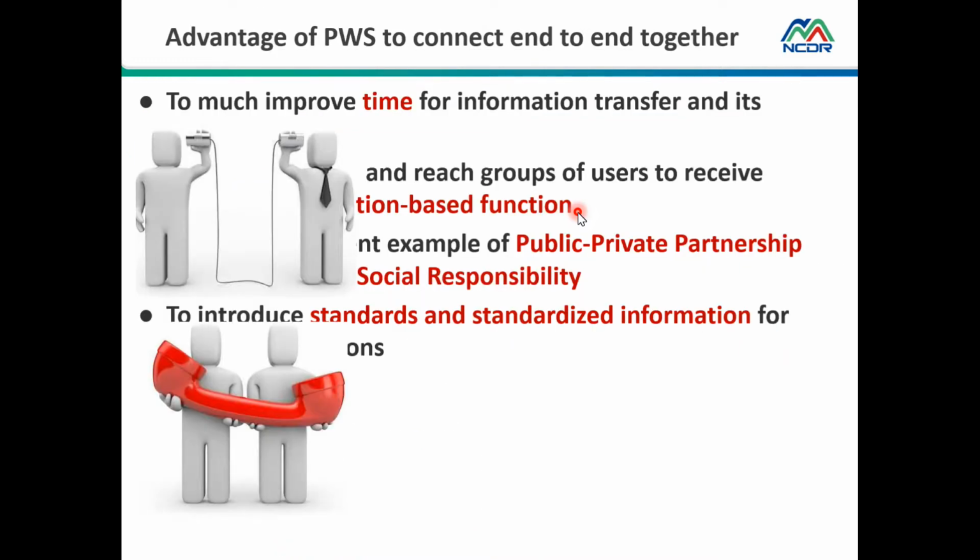So what is the advantage of using CBS, also called the public warning system, to connect people? Because it improves time for information transfer, and it can have a location-based function, and it's a good example of public-private partnership.